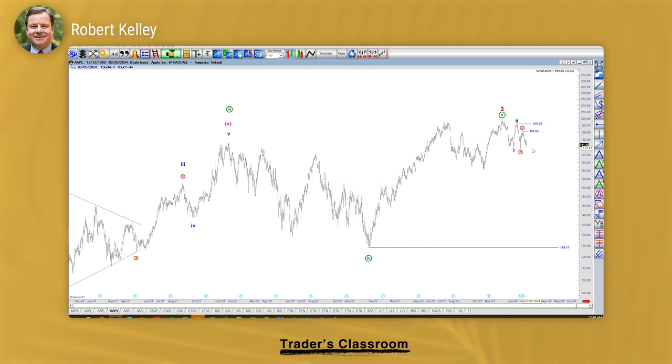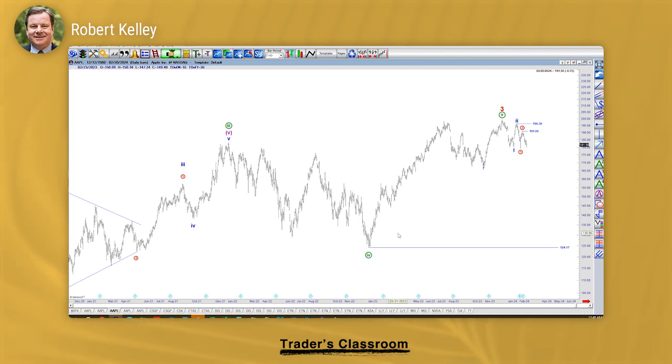So that's where you end up regardless of what degree top you want to label this recent high. This high right here. There should be a wave 4, and the logical area for it to go to is the previous fourth wave low.